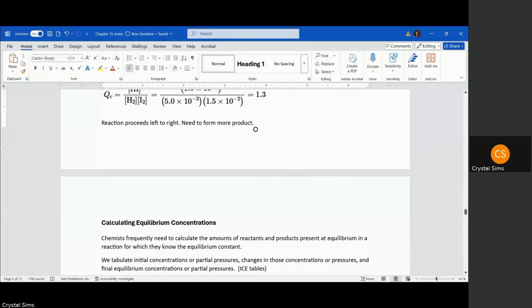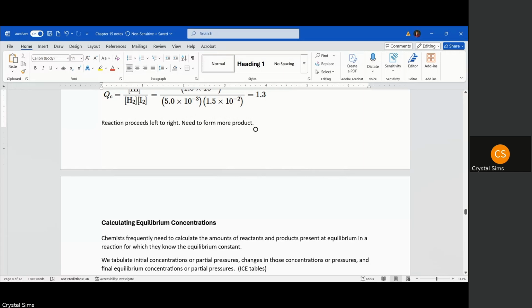Now, that's one way that we can use our equilibrium constant. The other way is to calculate equilibrium concentrations. So we sometimes need to calculate the amount of reactant and product that is present at equilibrium in a reaction for which we know the equilibrium constant. And we're going to come back to our ICE tables here. So we're going to use our ICE tables to calculate equilibrium concentrations if we know our equilibrium constant.